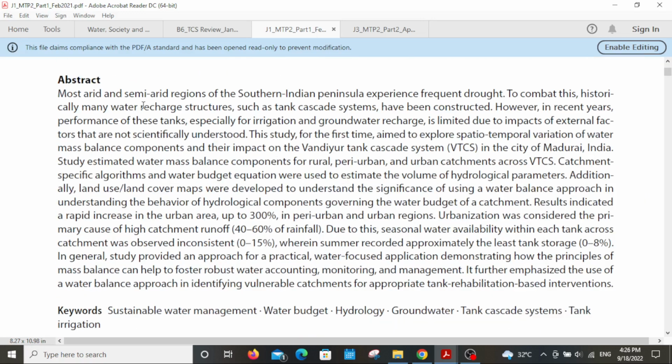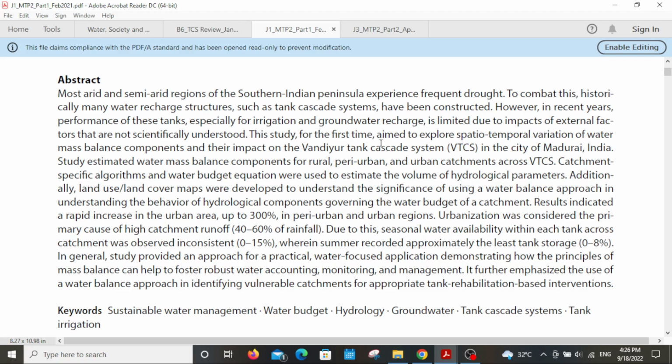Most arid and several regions of the southern Indian peninsula experience frequent drought. To combat this, historically, many water recharge structures, such as tank cascade systems, have been constructed. So this is the tank cascade system which we just now discussed. However, in recent years, performance of these tanks, especially for irrigation and groundwater recharge, is limited due to impacts of external factors that are not scientifically understood.